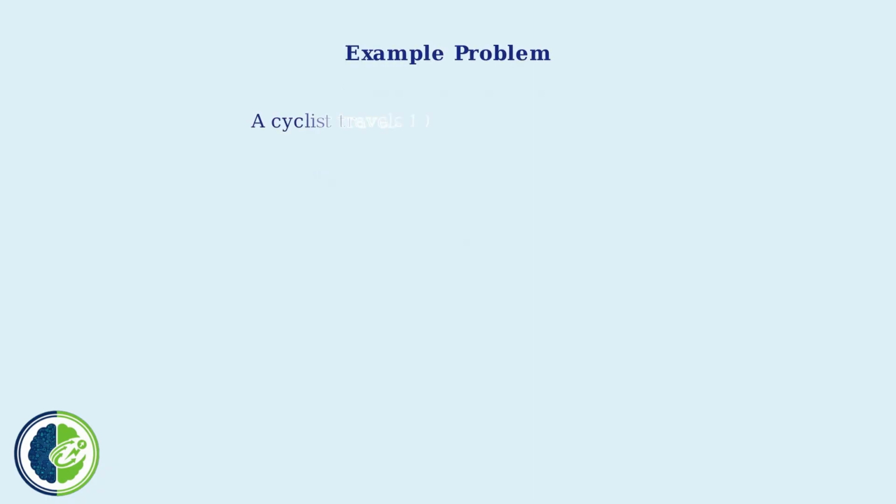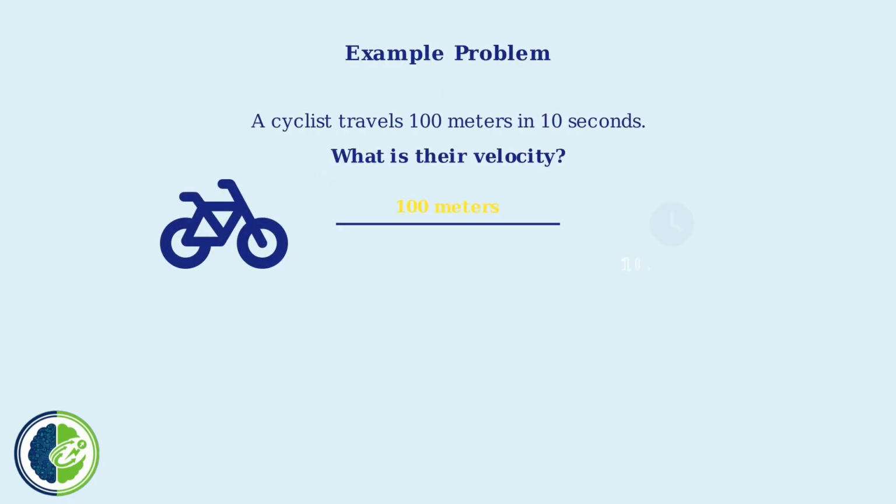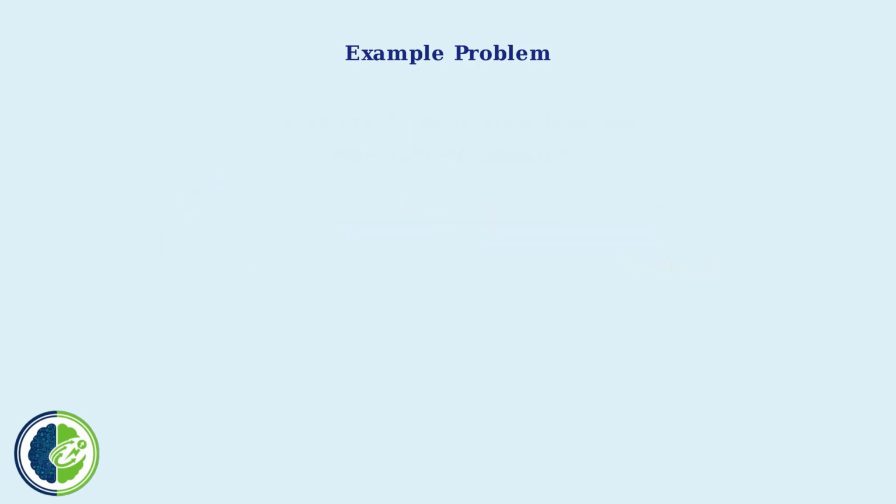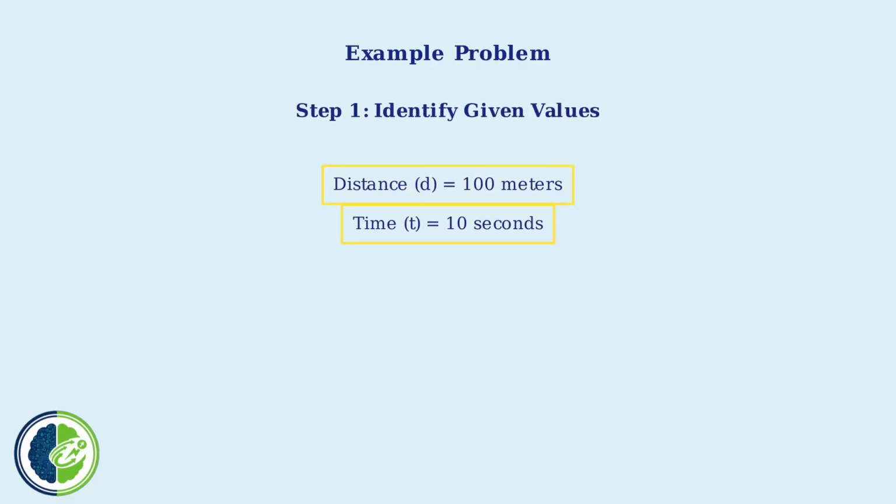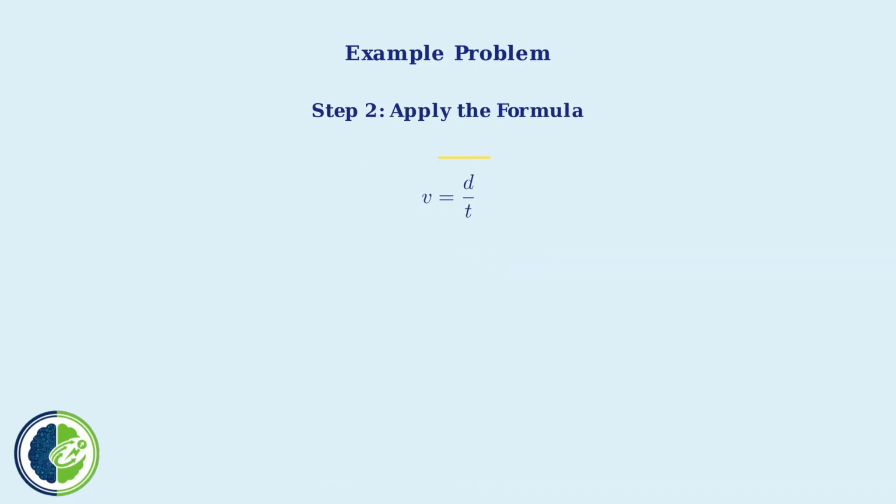Let's solve our first velocity problem step by step. A cyclist travels 100 meters in 10 seconds. What is their velocity? First, let's identify what information we have been given in the problem. Step 1. We identify the given values. The distance is 100 meters, and the time is 10 seconds. Step 2. We recall the velocity formula. Velocity equals distance divided by time.